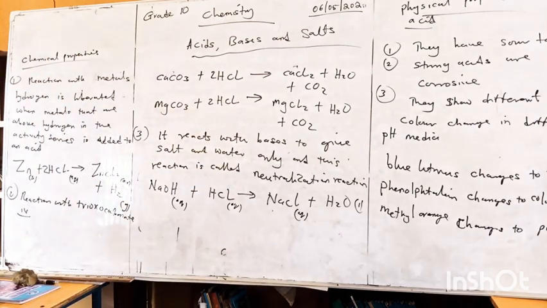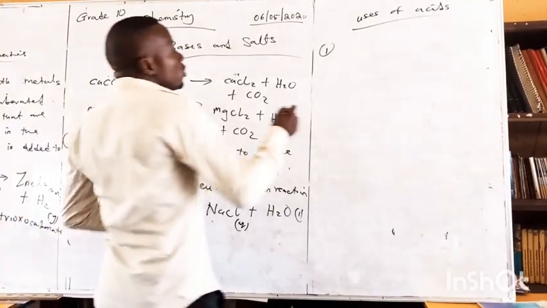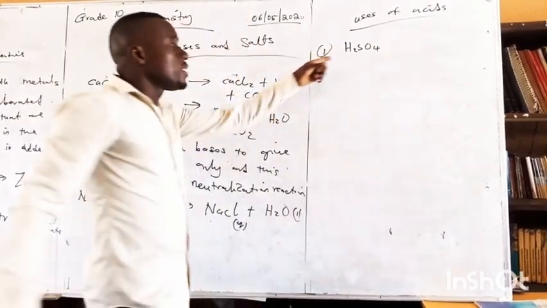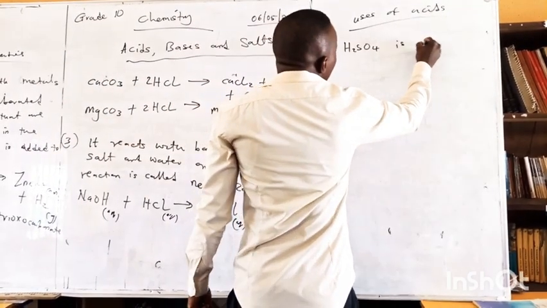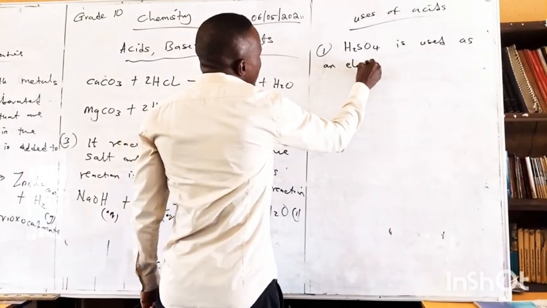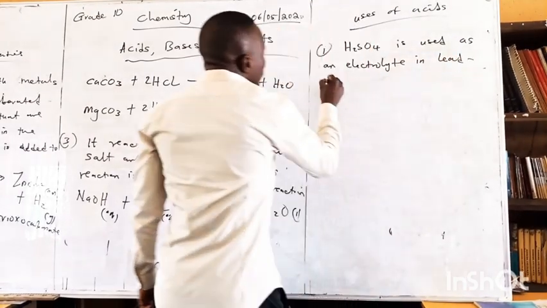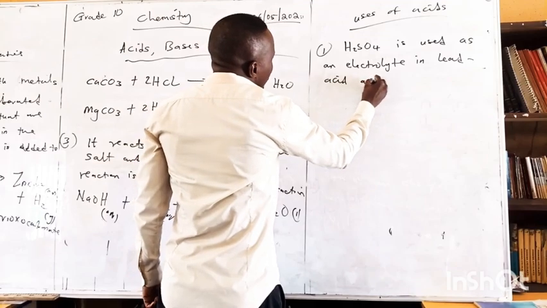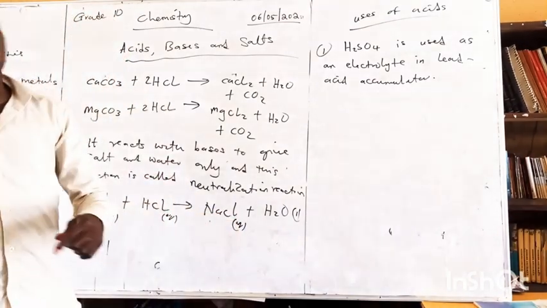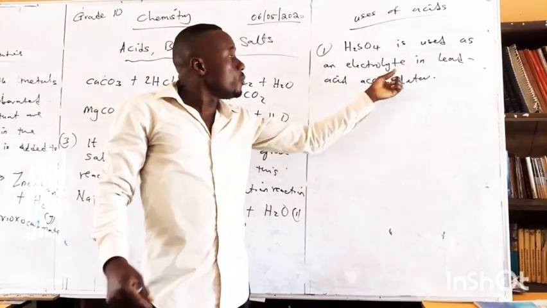Now let's look at the uses of acid, the last part of this topic on acid. Number 1, H2SO4, tetraoxosulfate(VI) acid, is used as an electrolyte in lead acid accumulator. Lead acid accumulator is a car battery. The acid inside the car battery is H2SO4. It is used as an electrolyte in lead acid accumulator.